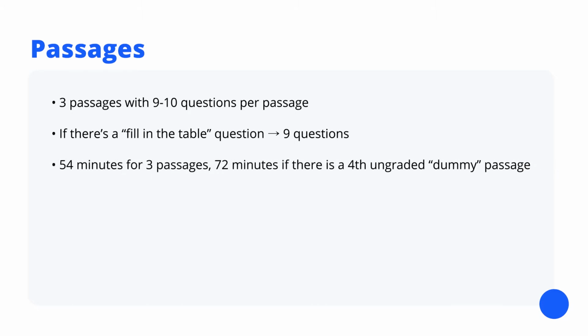You'll have 54 minutes for 3 passages and 72 minutes if there's a 4th ungraded randomly placed dummy passage. So, practice your pacing to complete each passage in 18 minutes or less.